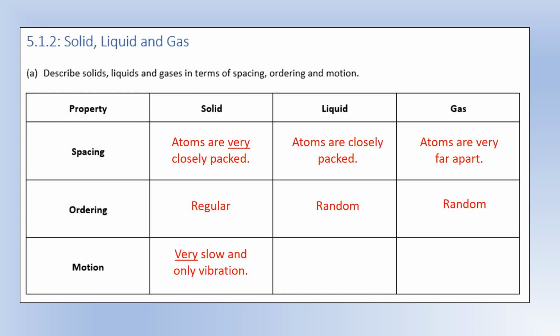In a solid, they are very slow and they're locked in fixed positions, so they can only vibrate. Whereas in a liquid, they are still fairly slow, but they are free to move past each other, which is why they're arranged randomly. And in a gas, they're fast moving, but again, free to move.